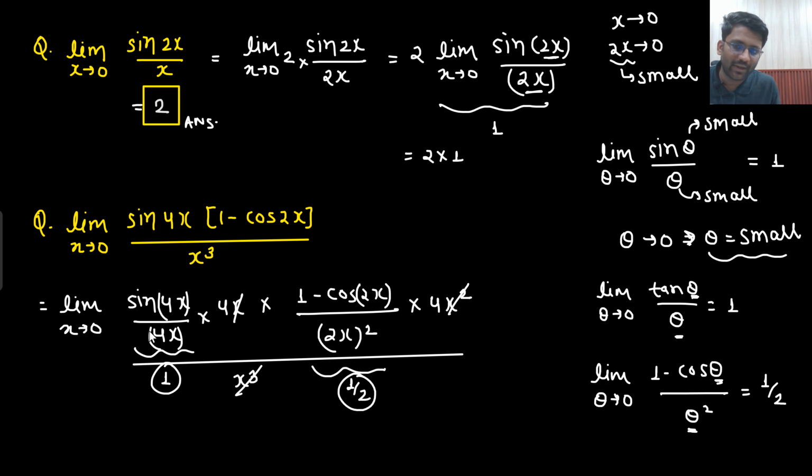Now this will throw 1 by 2. This will throw 1. Here there is 4. Here there is 4. So what is the answer I am getting? 1 multiplied by 4, then multiplied by 1 by 2, then multiplied by 4. So what is the answer you are getting? 8. That's the answer you are getting.